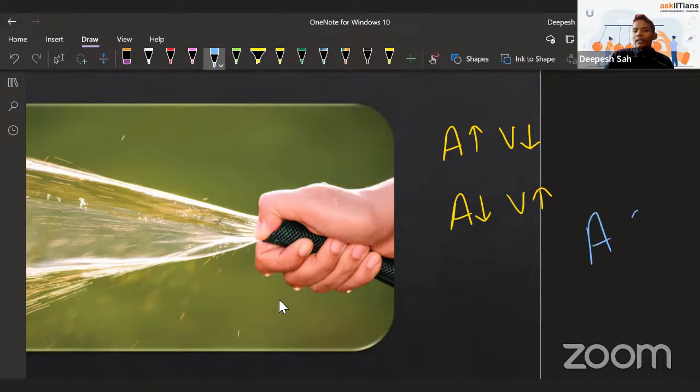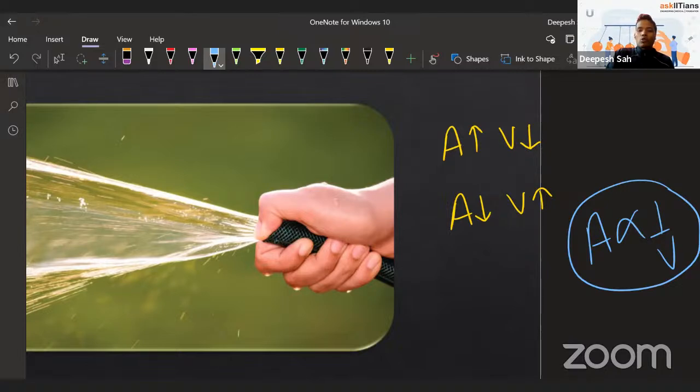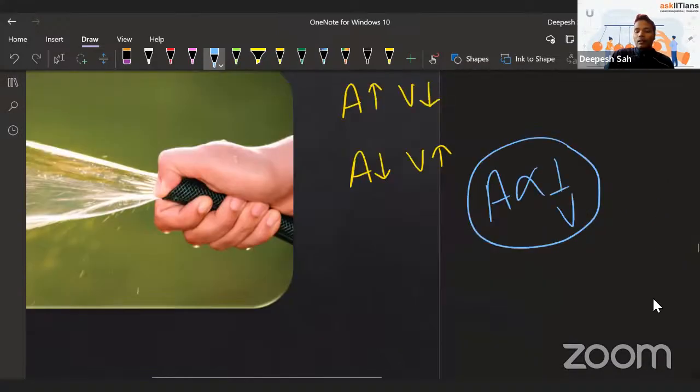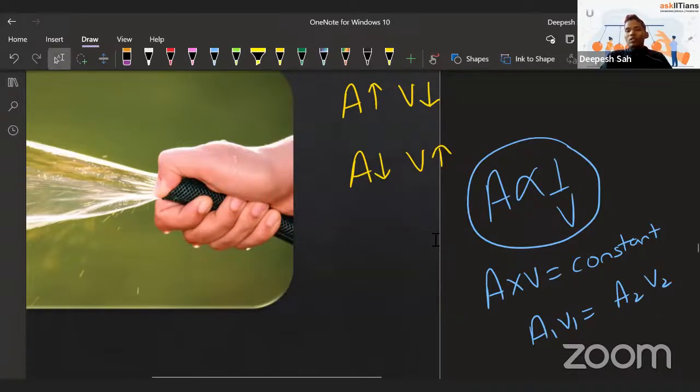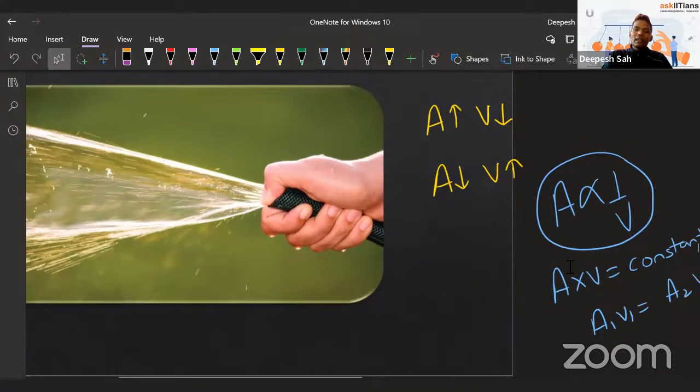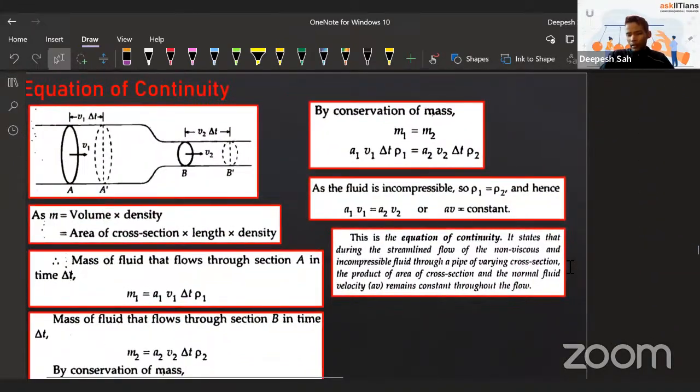Clearly, area is inversely proportional to velocity. Or I can also say that the product of area and velocity is constant. So can I say that A1 V1 equals A2 V2? Yes. The product of area and velocity is a constant. This comes out of basic data, but actually there is a small derivation behind it.